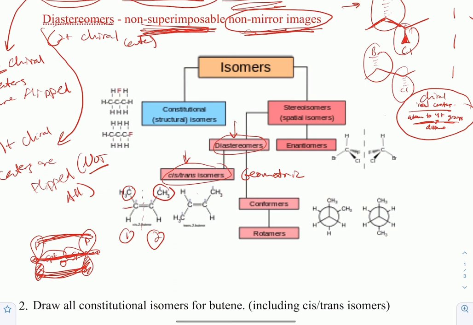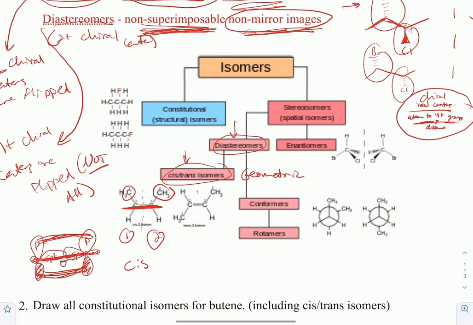Now, when I look across the bond parallel to it, I'm going to ask: are they on the same side of each other on this bond, or are they on opposite sides? If the biggest groups on this double bond are on the same side as each other, we call it a cis isomer.